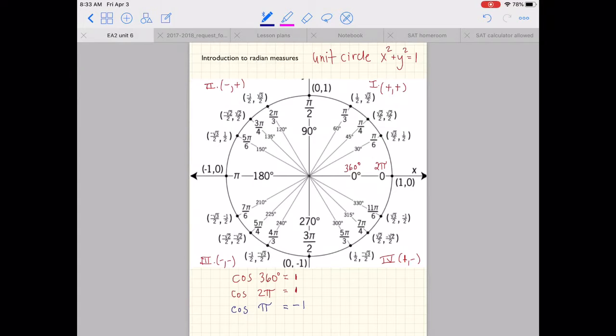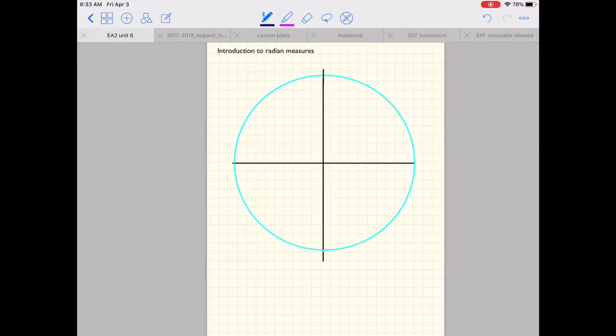All right, so knowing that 360 is 2 pi and 180 is pi, we can go back and start to think about all these other angles that they give you in radians. All right, so I'm going to do that on the next page.